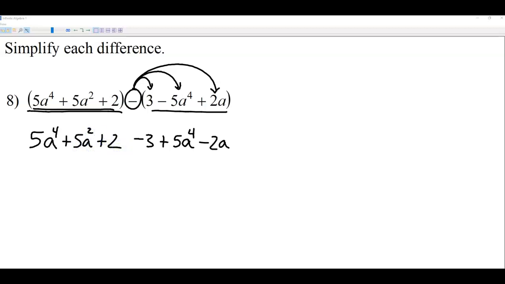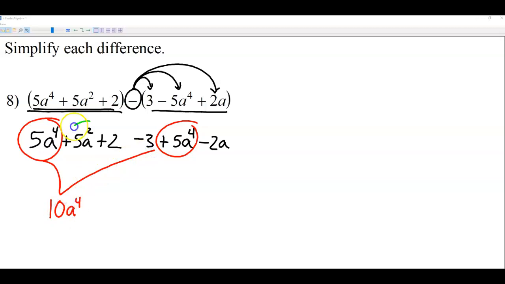And now we're ready to start combining our like terms again. So that's the only difference with subtraction, is you need to distribute a negative first. So let's go. 5a to the 4th combines with 5a to the 4th to make 10a to the 4th. 5a squared has nothing to combine with.